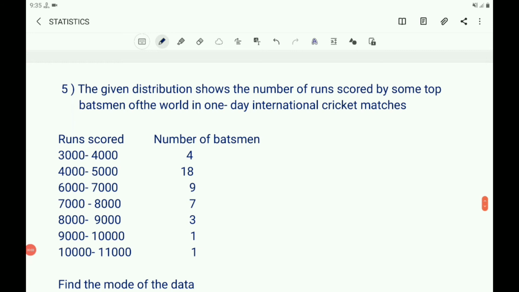Now the fifth question. The given distribution shows the number of runs scored by some of the top batsmen of the world in one day international cricket matches.